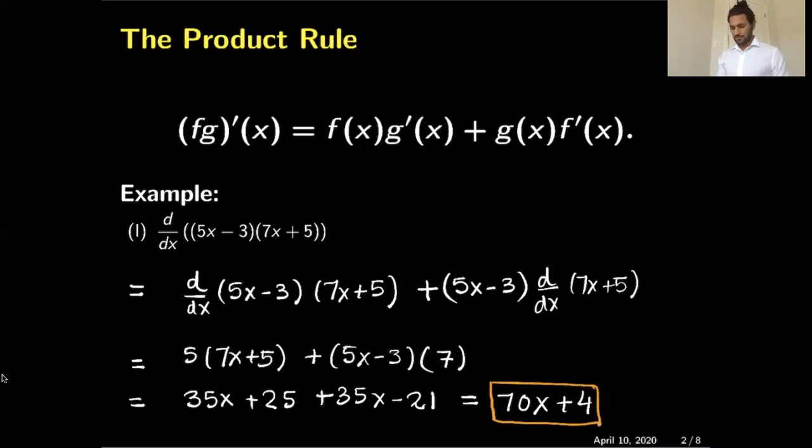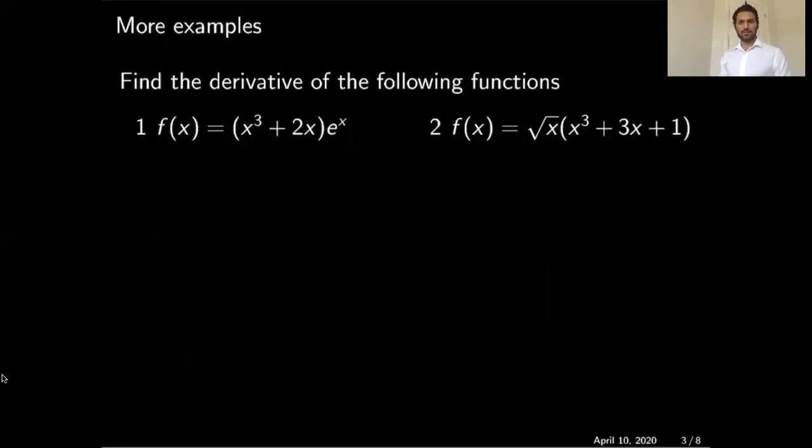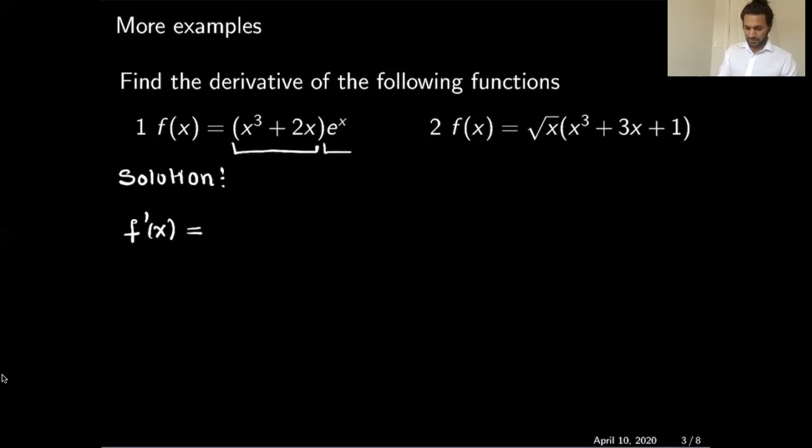Let's take one more example. I have two more examples on this slide also. So we will start with the example number 1 solution. The derivative of this function, f prime of x, will be calculated by the product rule, because there are two functions, x cubed plus 2x and e to the power x. Since it is the product of two functions, I must use the product rule.